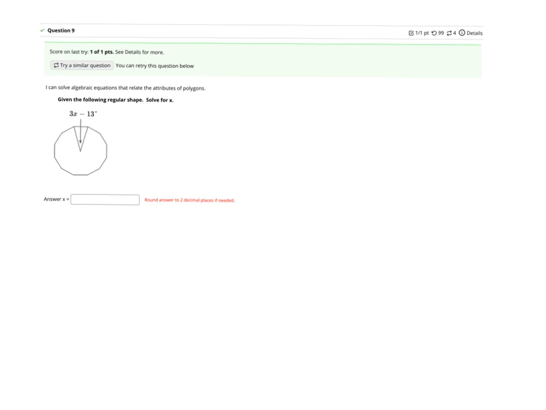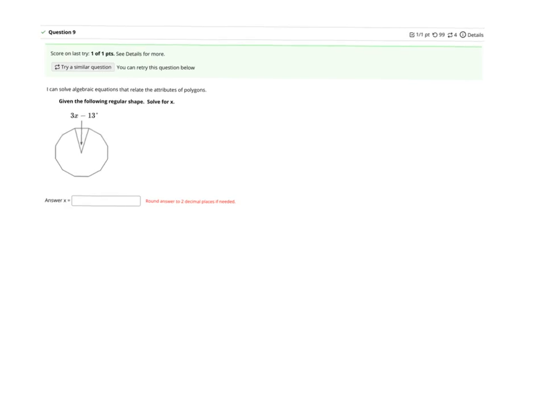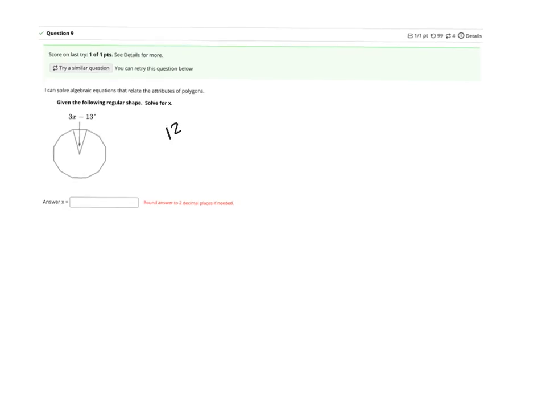Now we're going to look at question number 9 on the quiz. In this one, we're given the following regular shape and we want to find x. Well, if you count the number of sides, it has 12 sides. And I want to find the measure of one central angle.